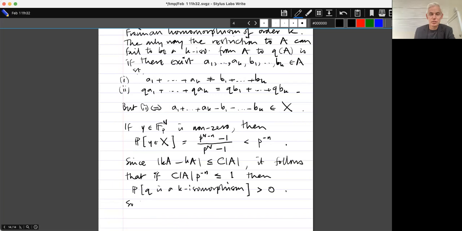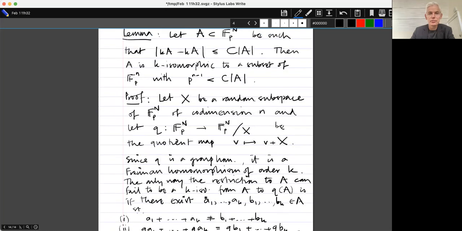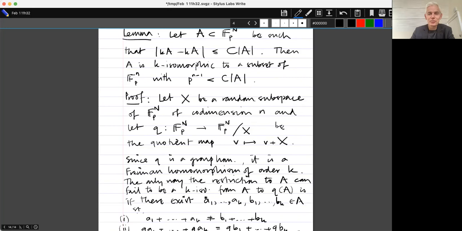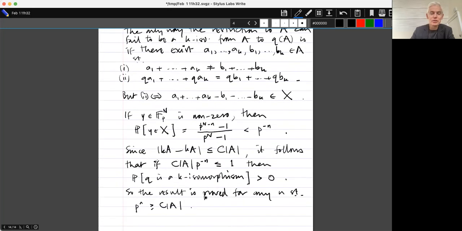So the result is proved for any n such that p to the n is greater than or equal to C times the size of A. And we can choose such an n such that, now where does this leave me? I've said p to the n minus 1 is less than C times the size of A. Yes, so if we pick the minimal n such that p to the n is greater than or equal to C times the size of A, then p to the n minus 1 is not greater than or equal to C times the size of A, so it must be less than C times the size of A. So picking a minimal n. So I did state it correctly. That proves the result.